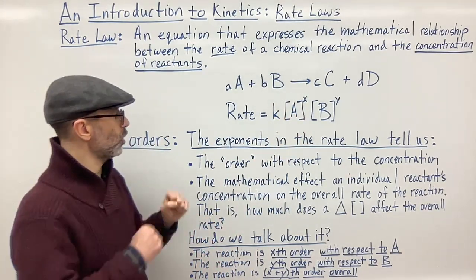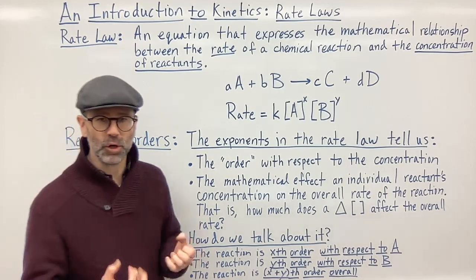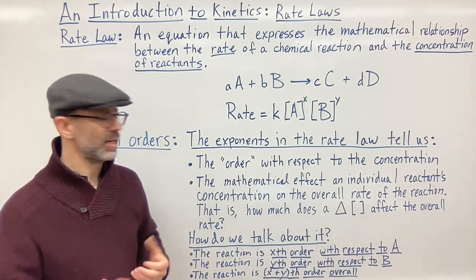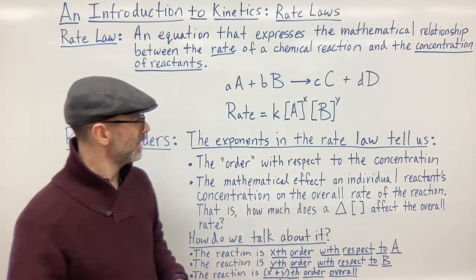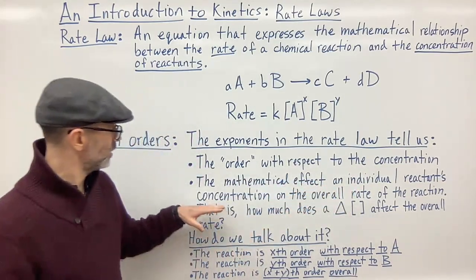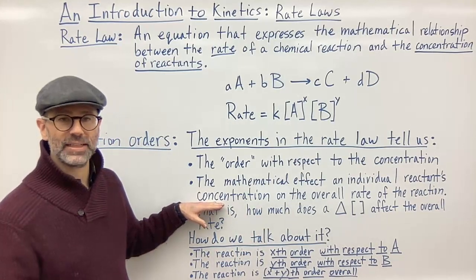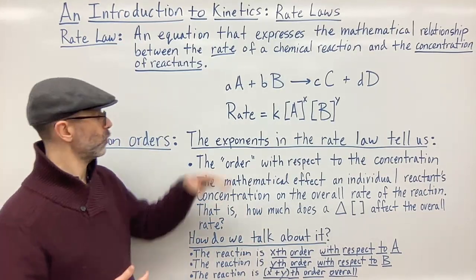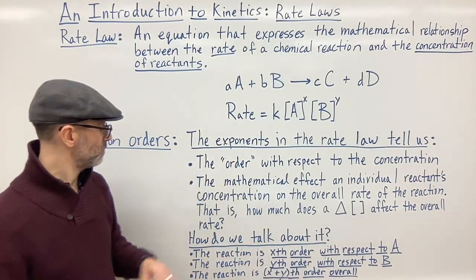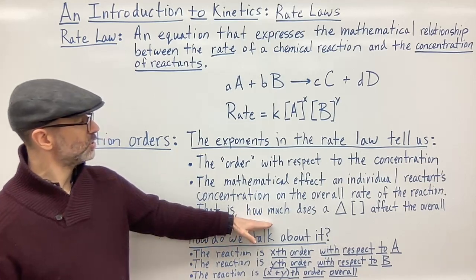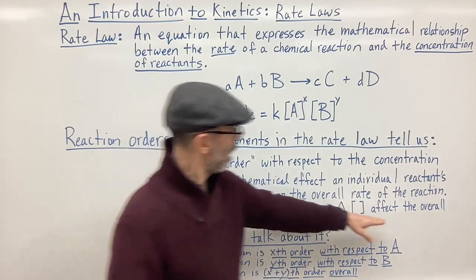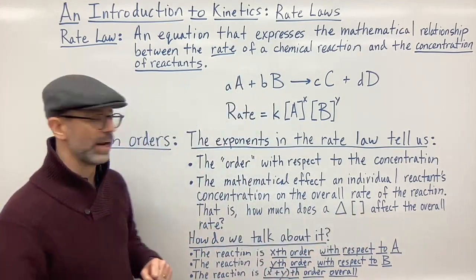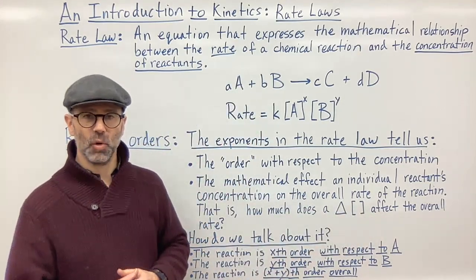So it's the order. Well, what does it mean, the order? What does that word mean here? It's the mathematical effect that the concentration of an individual reactant is going to have on the overall rate of the reaction. That is, how much does a change in the concentration affect the overall rate? That is what we mean by the order.